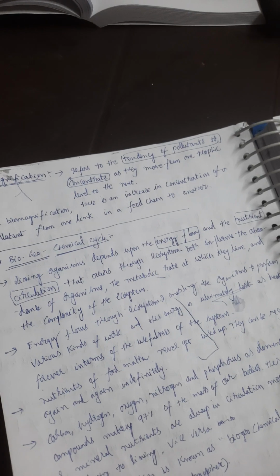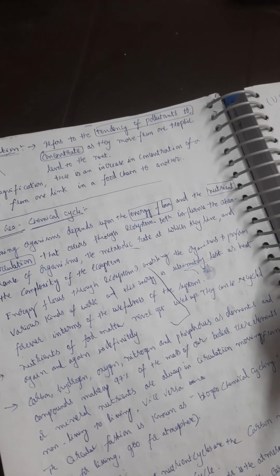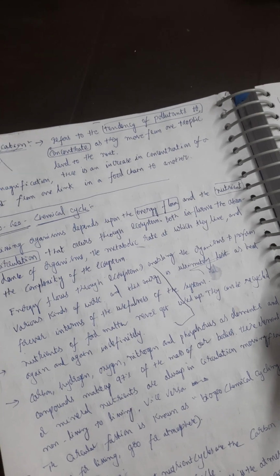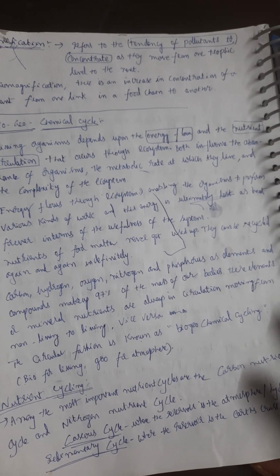We have already seen biomagnification. It refers to the tendency of pollutants to concentrate as they move from one trophic level to the next. In biomagnification, there is an increase in concentration of a pollutant from one link in a food chain to another.